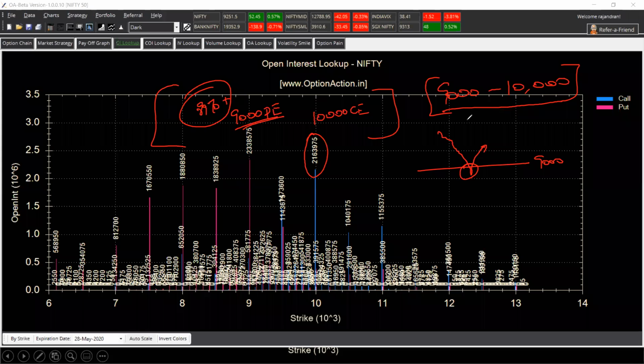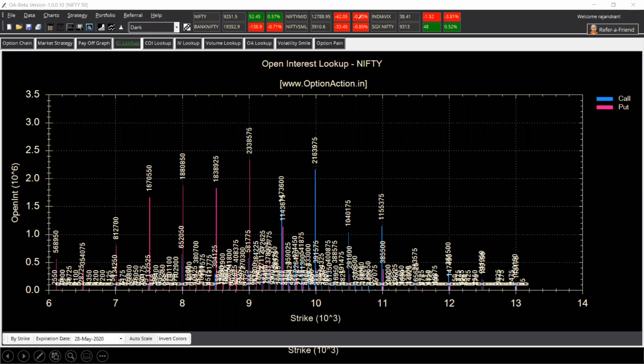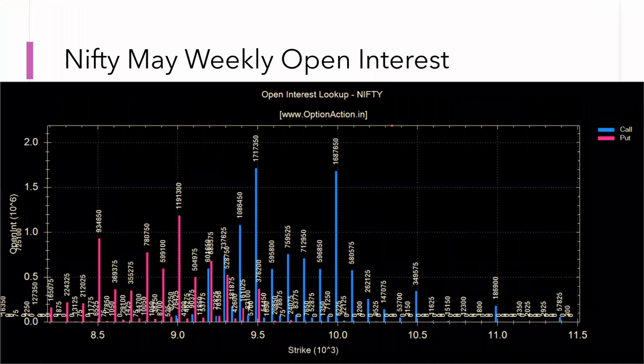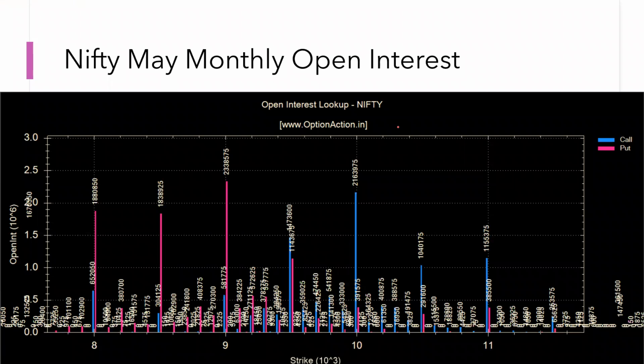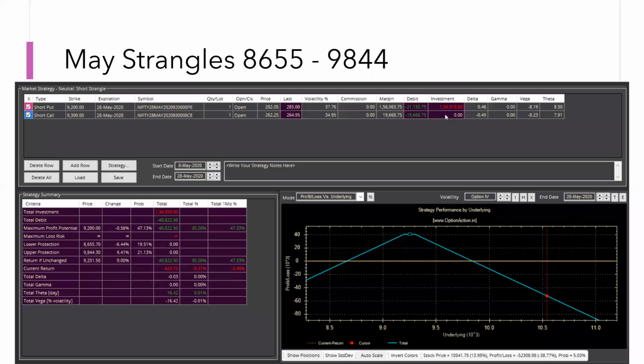Most of the time, these numbers change. But currently, the option writers are expecting the price to trade the majority of the time this entire month between 9,000 and 10,000 levels. If you look into the other part of the May, we had discussed the May monthly open interest. In the May strangles, we had seen that the entire month they can trade between 8655 and 9844, which also matches our expectation. Most likely 9,000 to 9,800 is what we have to think for the entire May month.